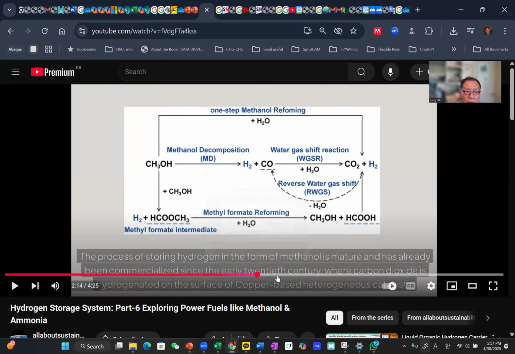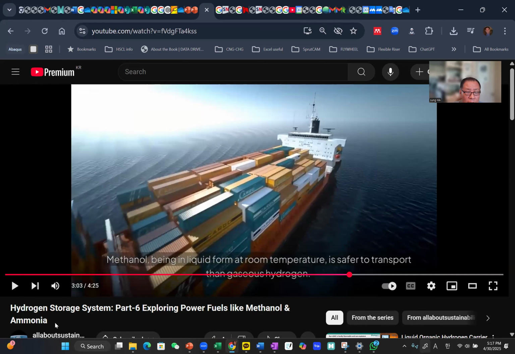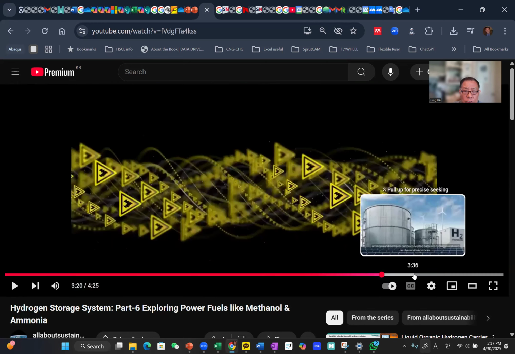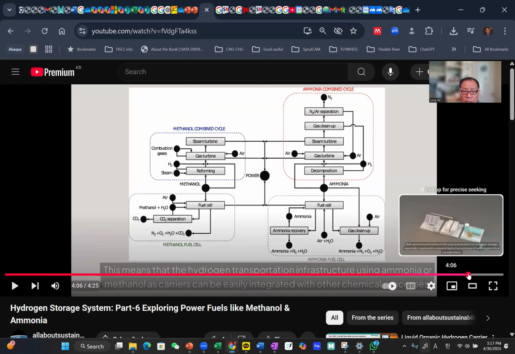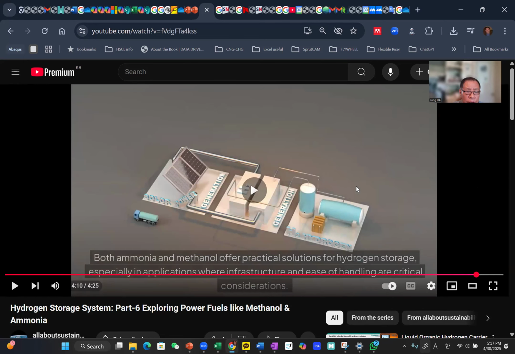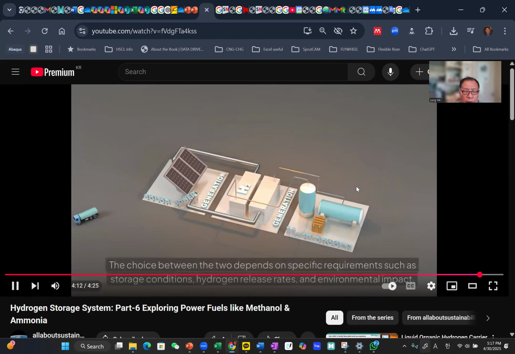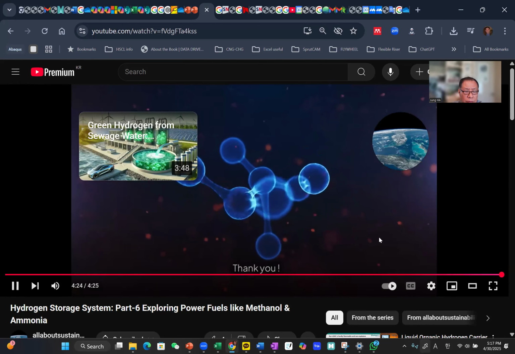This is the methanol and ammonia as a hydrogen carrier. This is the video. Critical considerations: the choice between the two depends on specific requirements such as storage conditions, hydrogen release rates, and environmental impact. Thank you. In addition to the physical-based hydrogen storage technologies explained in previous.